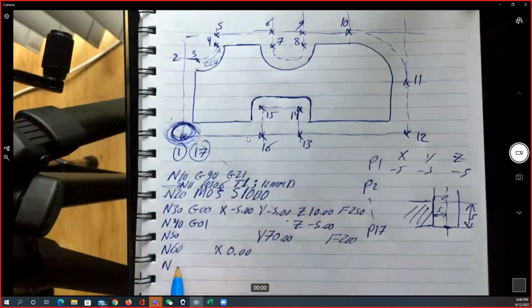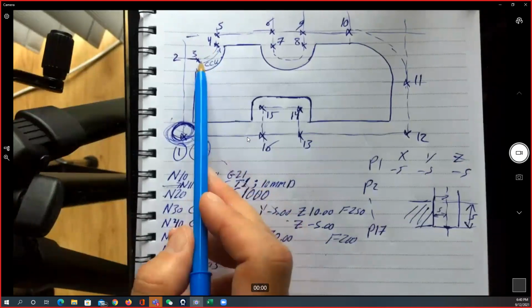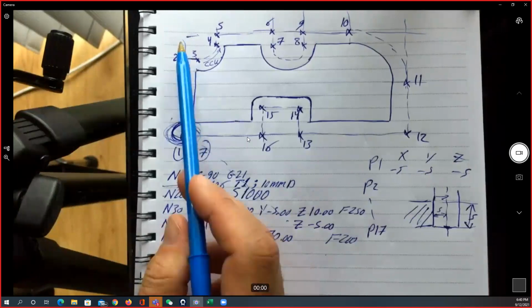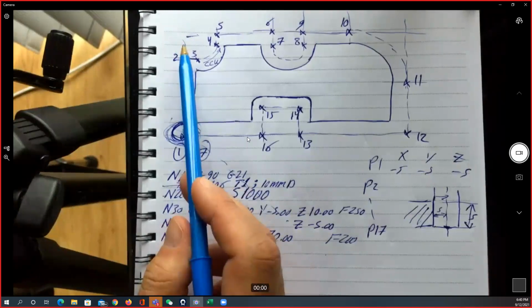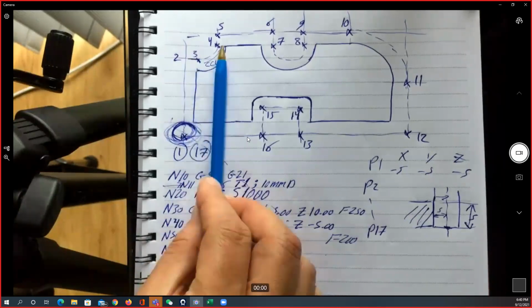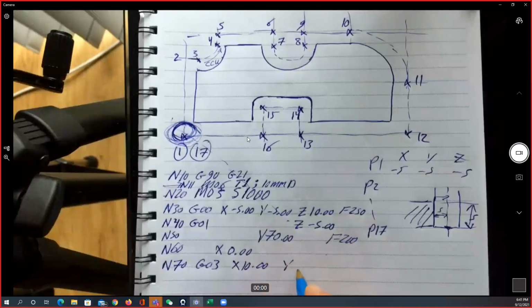N70. Okay, so we're going to write down G03. And now I need to identify the location of the point number 4. The point number 4, the height difference is going to be actually 65 plus 15, and this will make it 80 for the Y. But for the X is going to be equal to 15 minus 5, this will make it 10. So the X is equal to 10, and the Y is equal to 80.